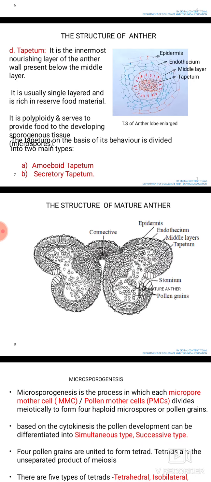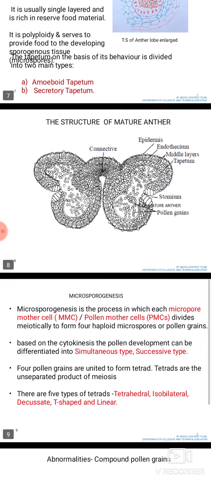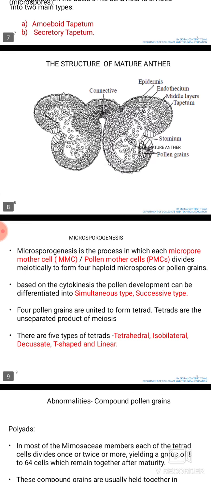Coming to microsporogenesis. Microsporogenesis is a process in which each microspore mother cell or pollen mother cell divides meiotically to form 4 haploid microspores or pollen grains. Based on the cytokinesis, the pollen development can be differentiated into simultaneous type and successive type.